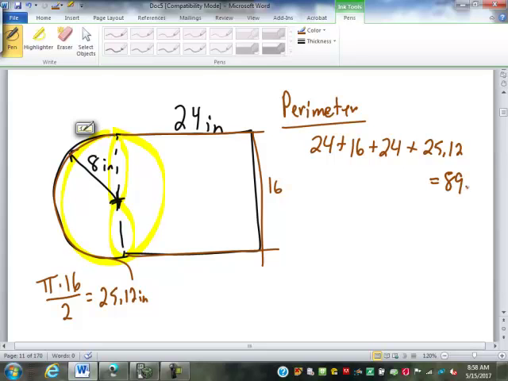Was that 89.12? Does that come out right? What's that? Yes? 40, 64. Okay, yeah, that looks right. So there's our perimeter.